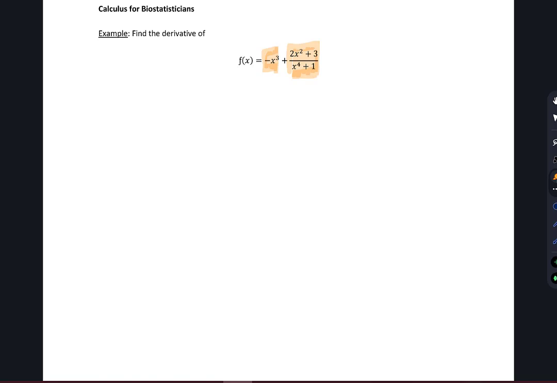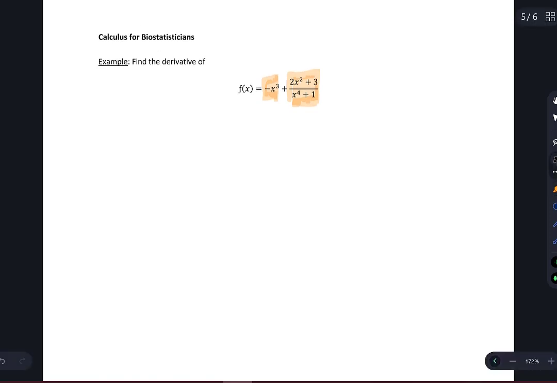We're going to apply that rule from the previous section. Since we have the sum of two functions, we can use the power rule to find the derivative of the first term, and then the quotient rule to find the derivative of the second term. So let's see how we can do this. I'm going to find the derivative of the first term and the second term separately, and then add them together. So for the first term, I'm going to apply the power rule.